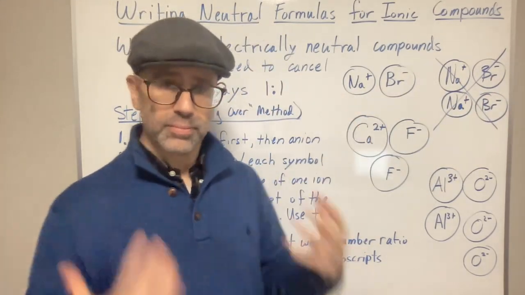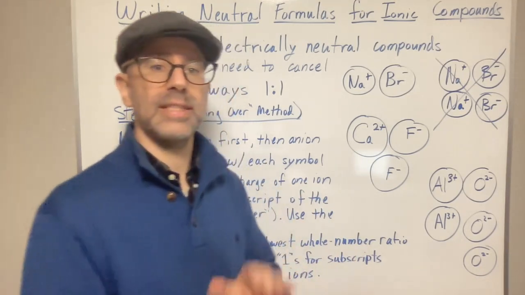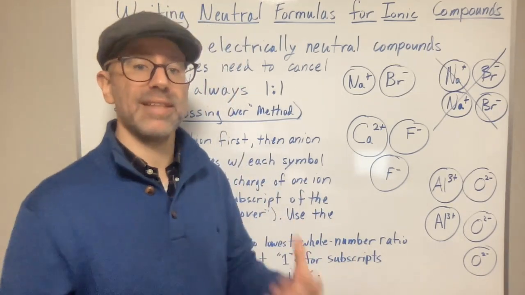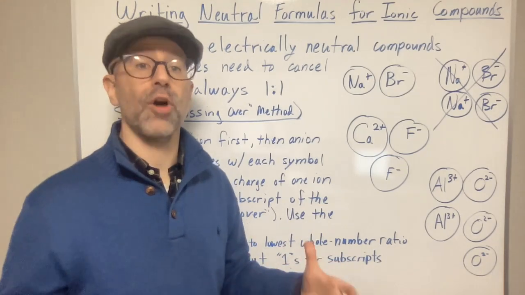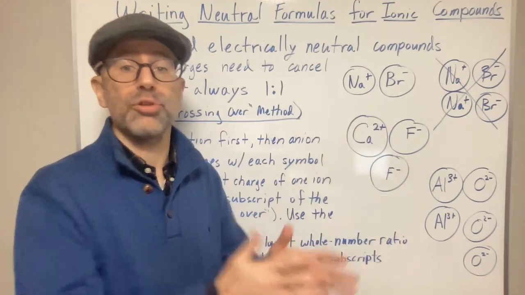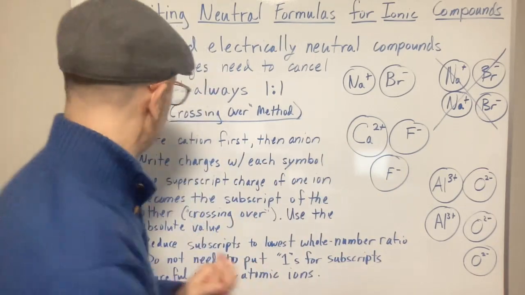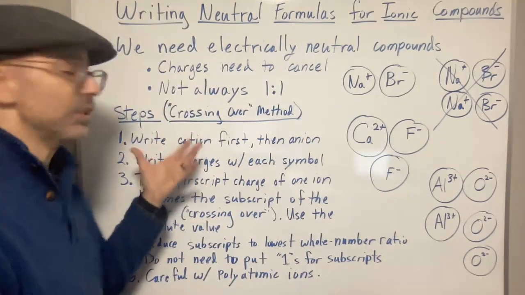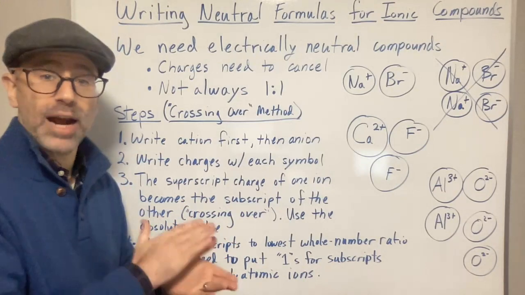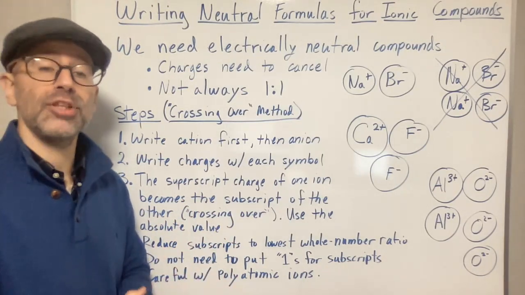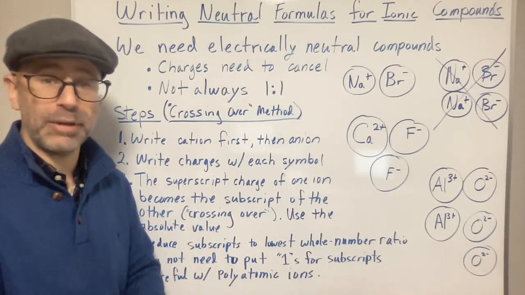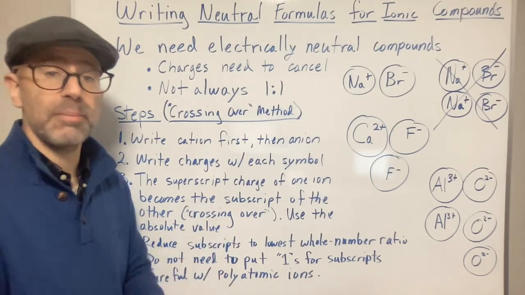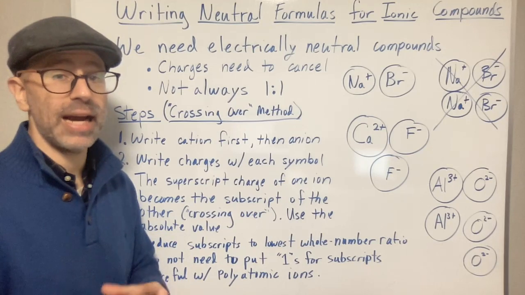Okay, so what are the steps? Let me go over the steps and then we'll go over some different examples of how to go from the name to the formula. First thing you want to do is, if you're given the name of your ionic compound, you have to know the names of the ions, and you need to know the formulas. So if you haven't memorized those, then you need to memorize those. Polyatomic ions as well.